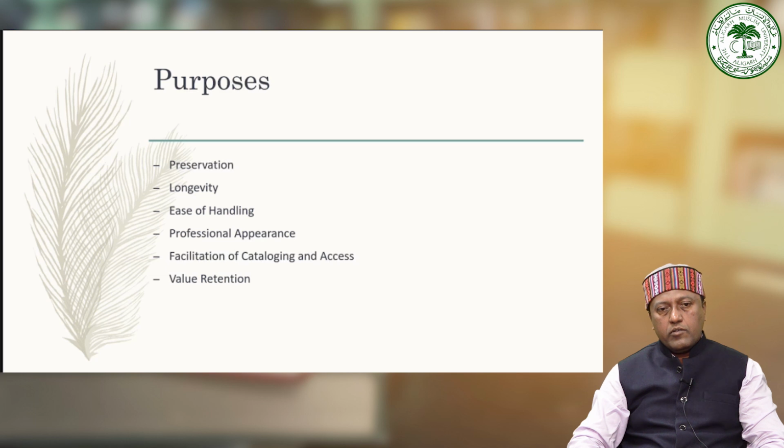Next important thing is facilitation of cataloging and access. So bound books are easier to label, barcode and catalog than unbound materials. So that is also one added advantage here, and they can be identified, organized and retrieved more quickly and accurately, improving access to the library staff and users.